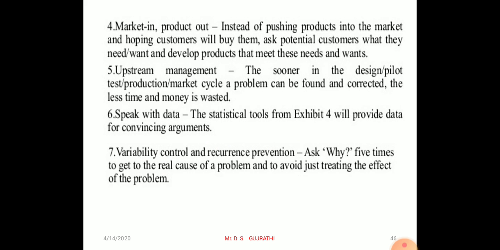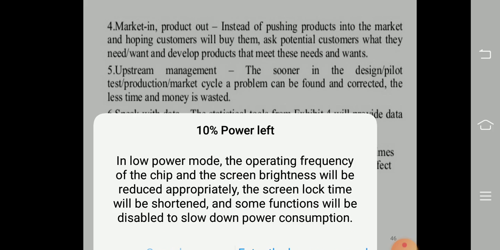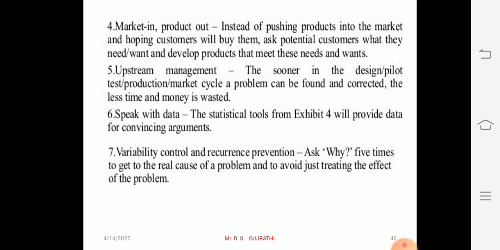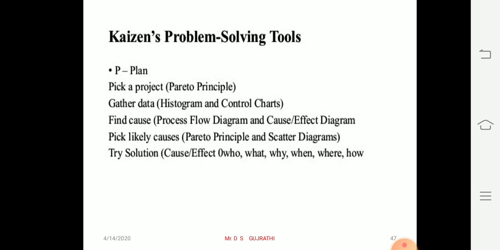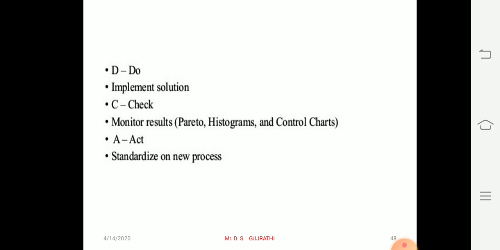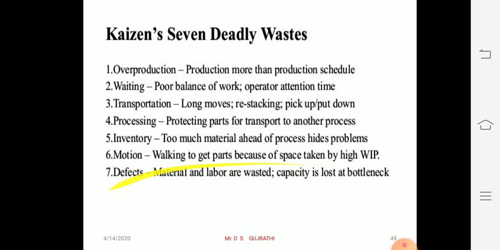Ask why five times to get the real cause of the problem and to avoid just treating the effect of the problem. Instead of focusing on other things, you should focus primarily on the improvement of your product. Kaizen problem solving tools, same thing we have studied. Plan means pick a project, gather data about the project, find the cause of it, then pick likely causes, and then find the solution for it. And the same thing, PDCA, plan, do, check, and act.